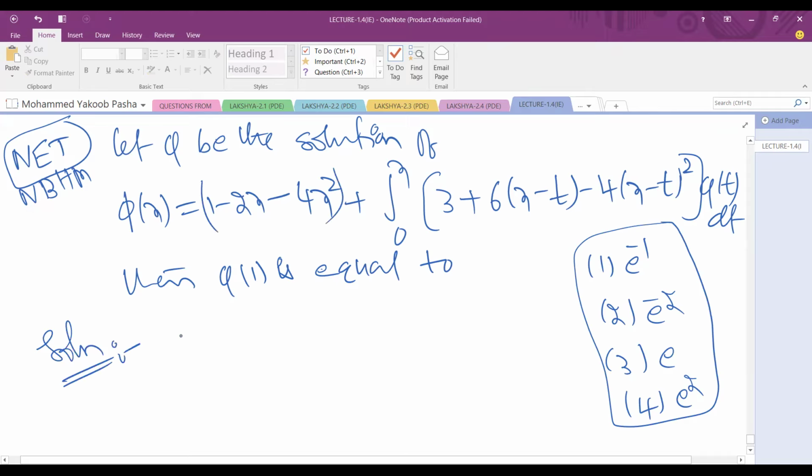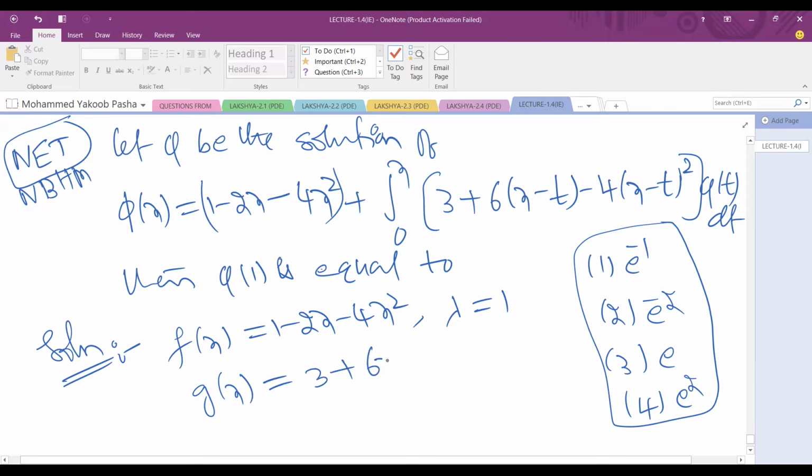What is f of x here? 1 minus 2x minus 4x square. Lambda is equal to 1. Now what is g of x? 3 plus 6x minus 4x square. Okay, in a minus b whole square, xt is there; take the function of x only. Now we have to find the solution. After that, we can calculate phi of 1.